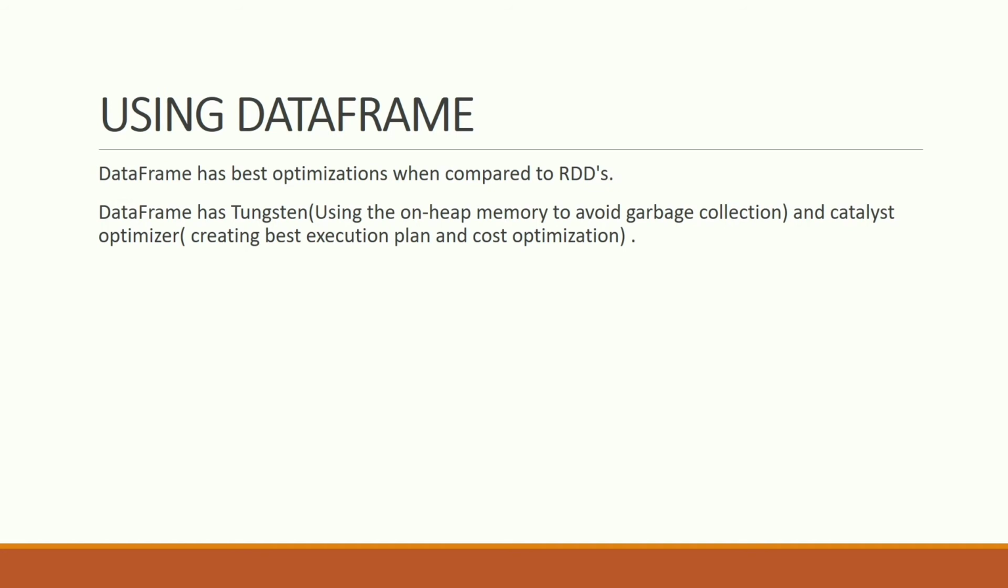Using data frames. Spark gives the most optimizations in data frames instead of RDDs, which are the legacy one. Spark has a framework which came up with Tungsten and Catalyst optimization in data frames. Tungsten is going to use off-heap memory, and it's going to avoid the huge garbage collection which happens in RDDs. And using data frames, it's going to create the best execution plan by comparing different models, and it's going to even do cost optimization so that our pipeline will execute very quickly.